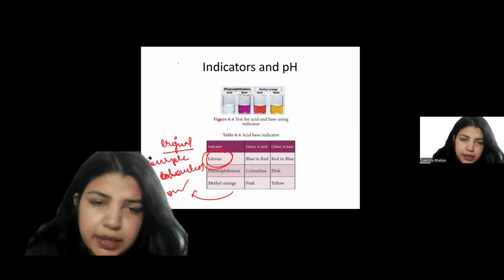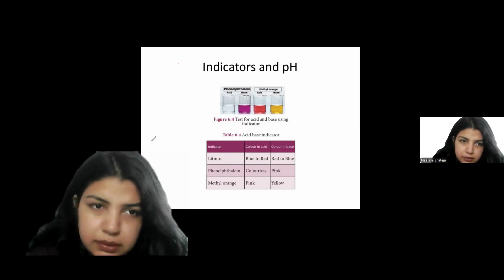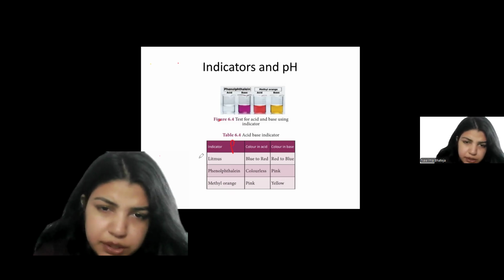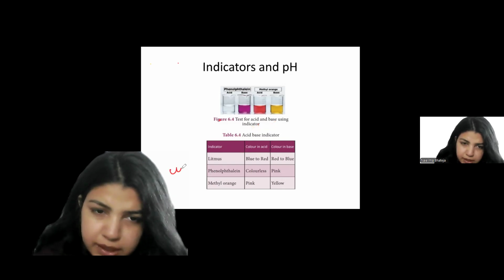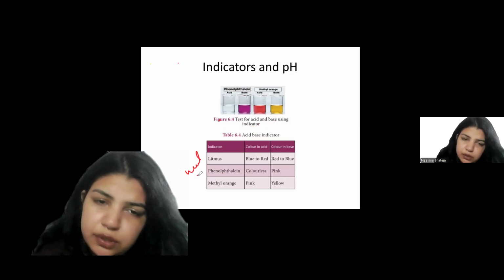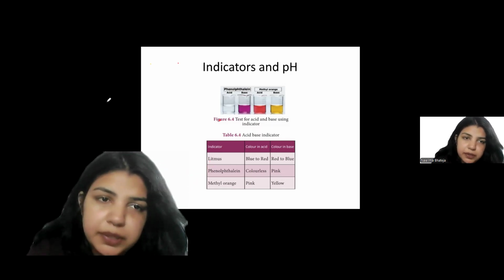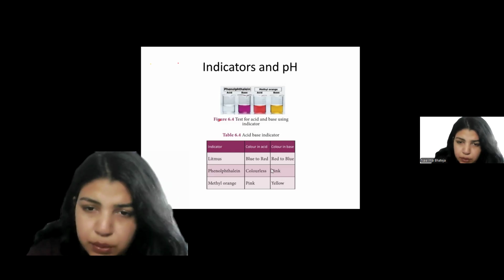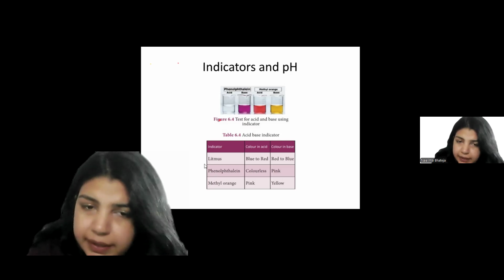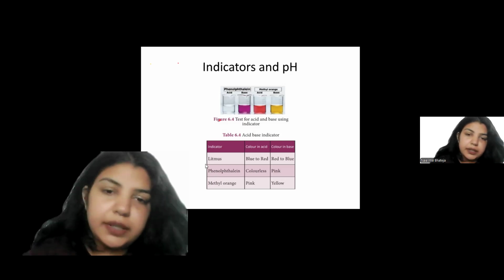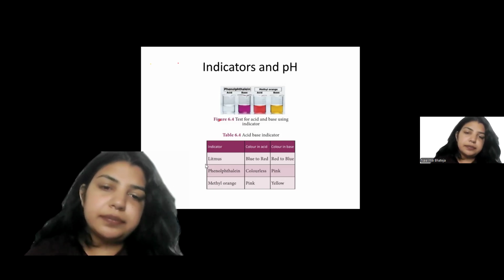In the original cases and in the neutral cases, they will be the same. For example, litmus is purple originally, and in neutral it will also be purple. Phenolphthalein is colorless originally, so in neutral it will also be colorless. Methyl orange is orange originally, and in neutral it will be the same. So these are the three famous indicators. Litmus is a natural indicator, and phenolphthalein and methyl orange are synthetic indicators.